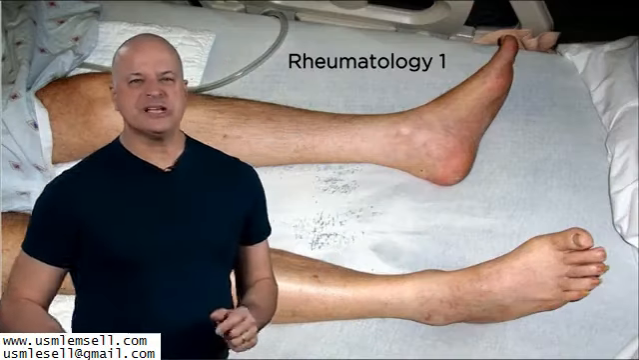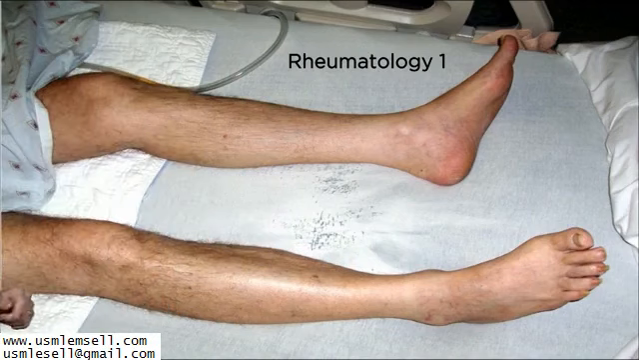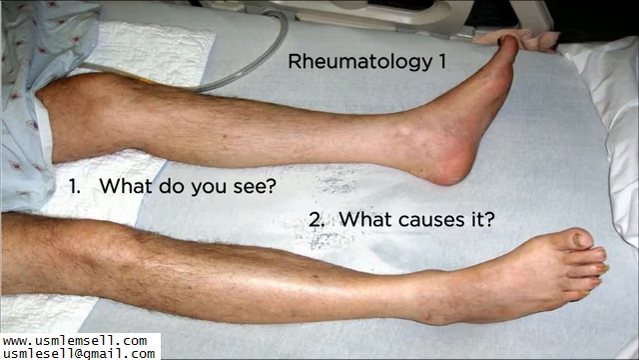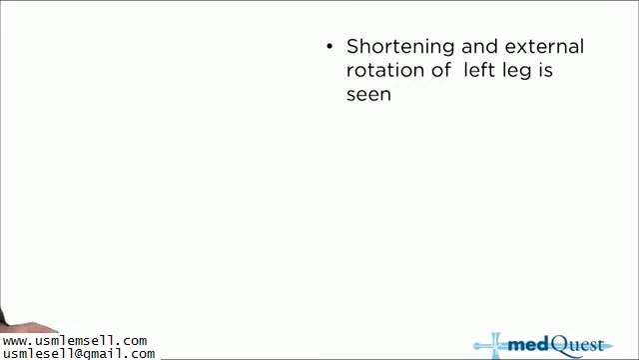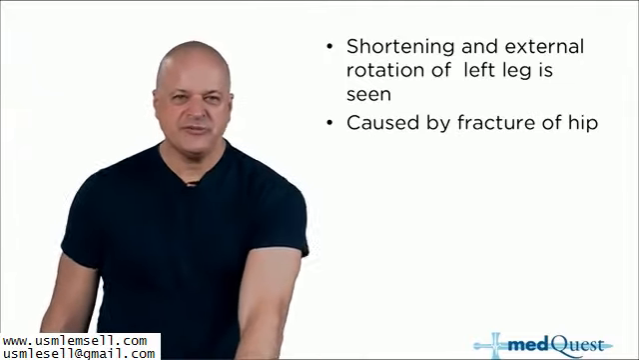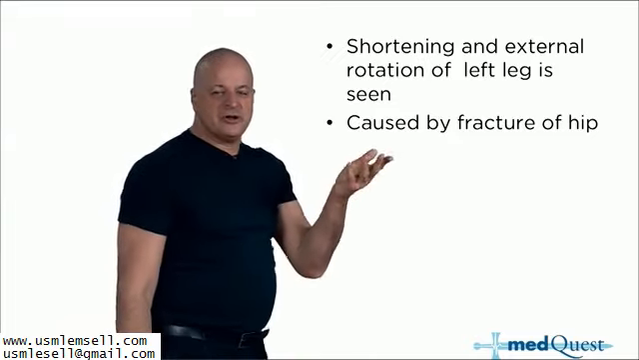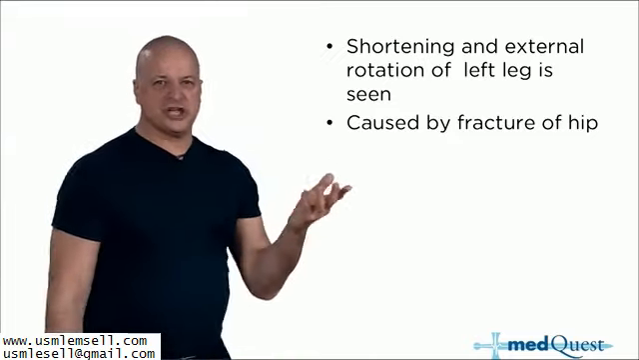Rheumatology. So in rheumatology, what is this? That leg is shortened, isn't it? That leg is shortened and it's externally rotated. The left leg is shortened and externally rotated. That's what happens when you have a hip fracture. When you have a hip fracture, the leg shortens and pulls out.